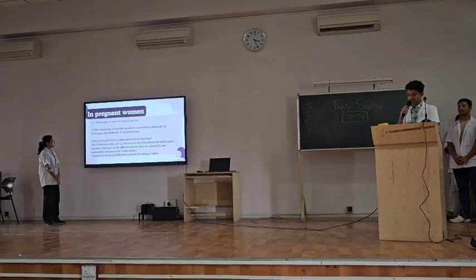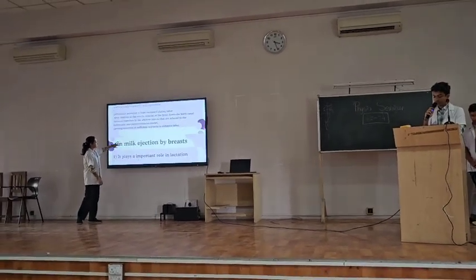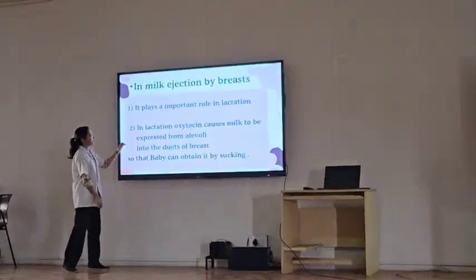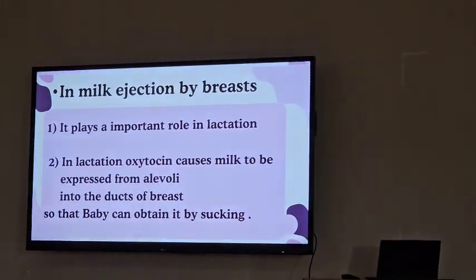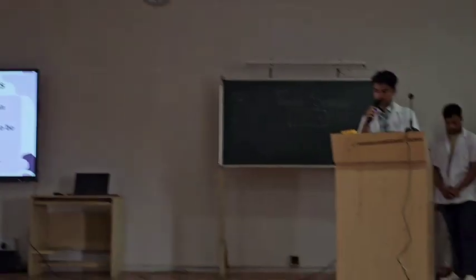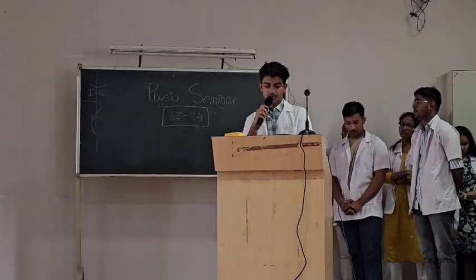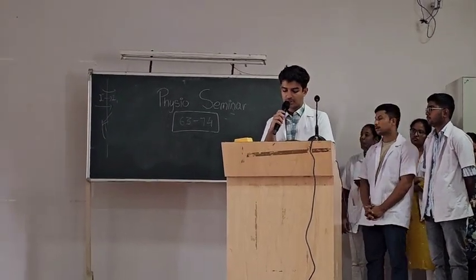The second function is milk ejection by the breast. Oxytocin plays an important role in lactation. During lactation, oxytocin causes milk to be expelled from the alveoli into the ducts of the breast, which helps the baby in sucking of milk. This is actually done by the milk ejection reflex.